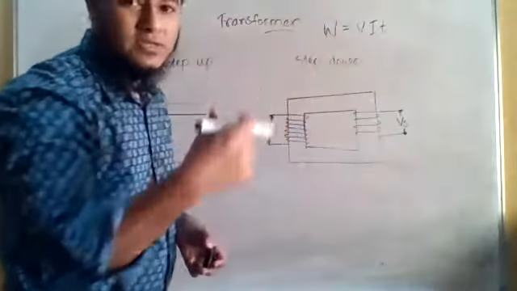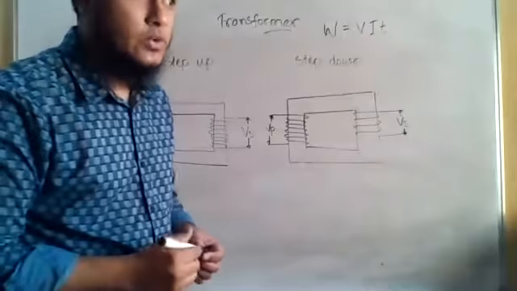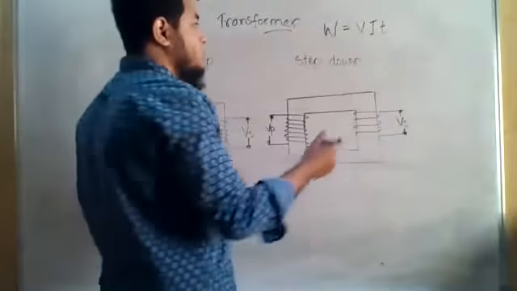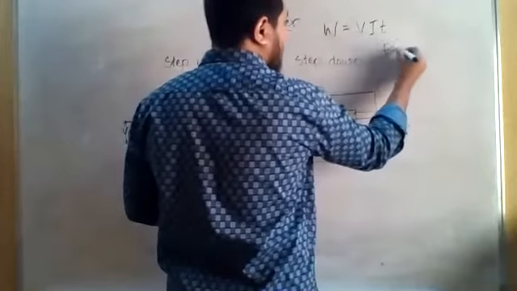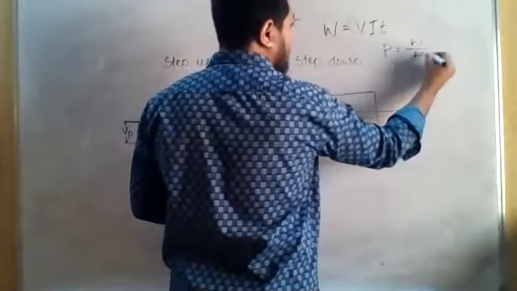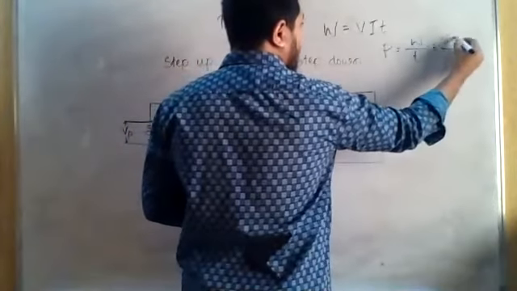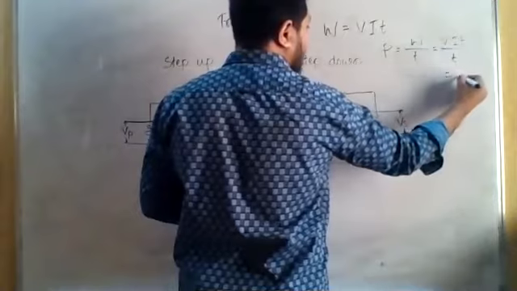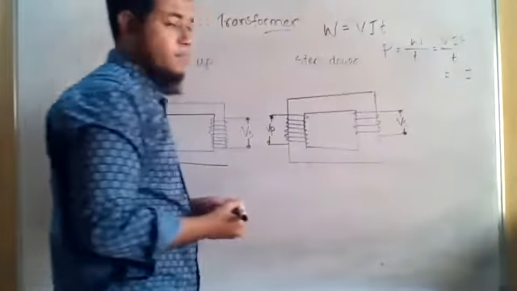Then there were several more expressions, right? From there, we could have calculated the power also. P is equal to W by t. So it will be VIt by t. So equal to VI, right?